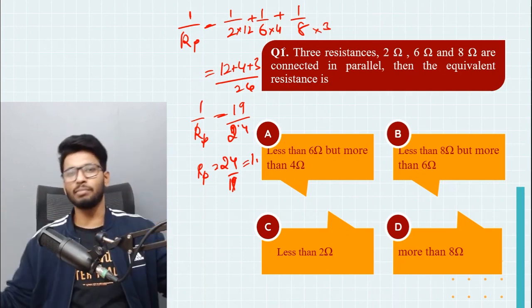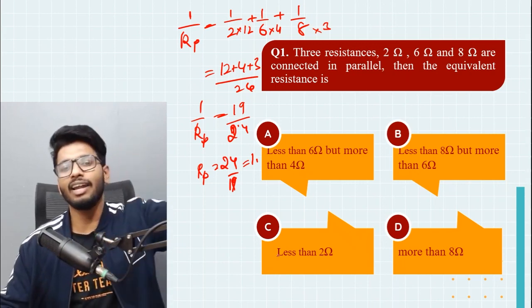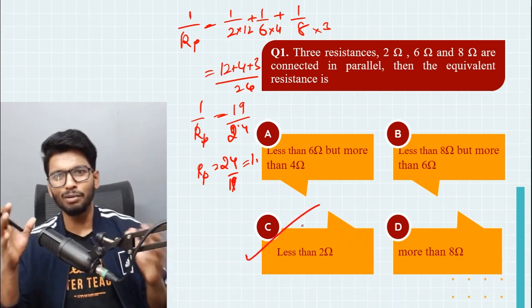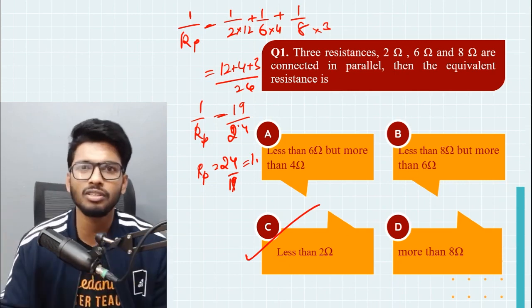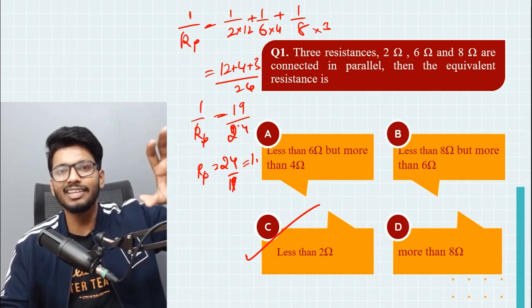Basically do the entire mathematical calculation of it, and then you can come to the conclusion that it is less than 2 ohms. But the best part about this question, guys, is that you don't have to do this. You really don't have to do the calculation part. Why? Because they are all connected in parallel.